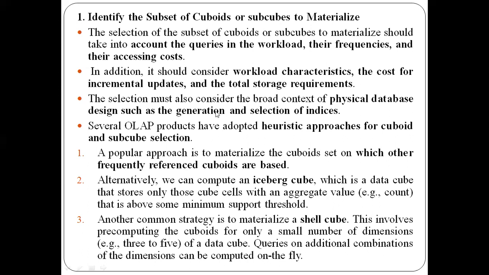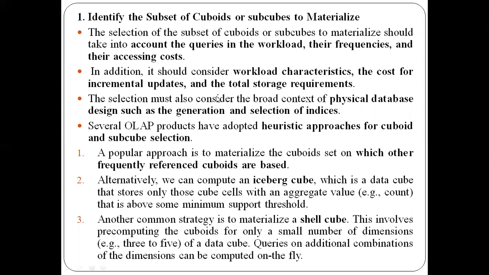Okay, and one more thing is, while selecting the cuboids, we are also going to consider the physical database design, that is, the generation and selection of the indices. An index is just like your primary key, with the help of which we can access the cuboids. So in the physical design, we'll be considering the generation and the selection of the indices also.